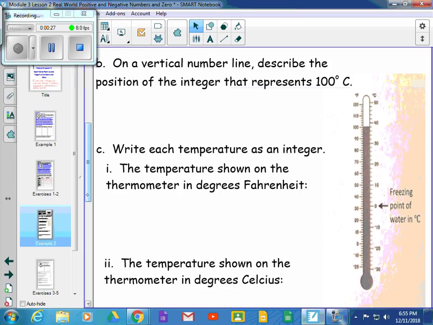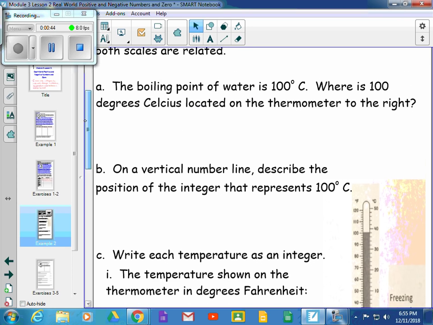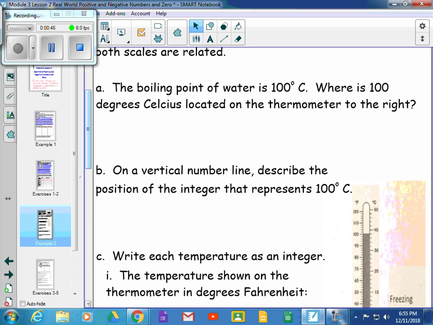Many thermometers in the United States have both scales. On one side we have the Fahrenheit scale, which is mostly used in the United States. When you get a weather report, that's the temperature that's probably given. And then the Celsius is what the rest of the world uses. So for letter A, it says the boiling point of water is 100 degrees Celsius.